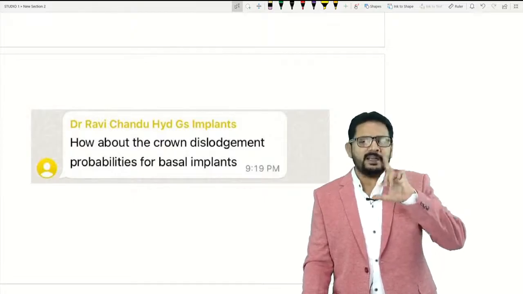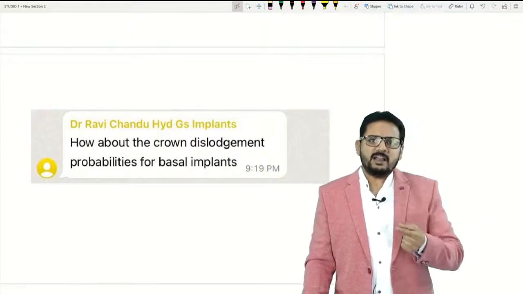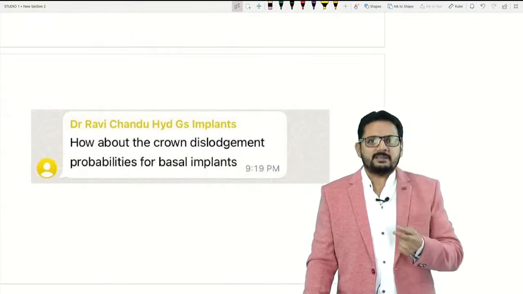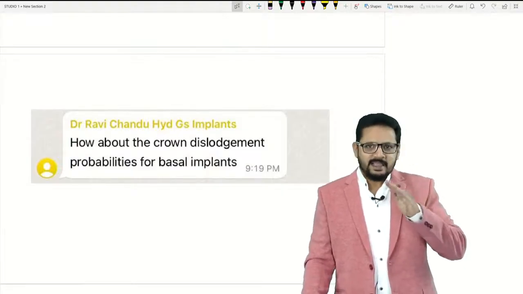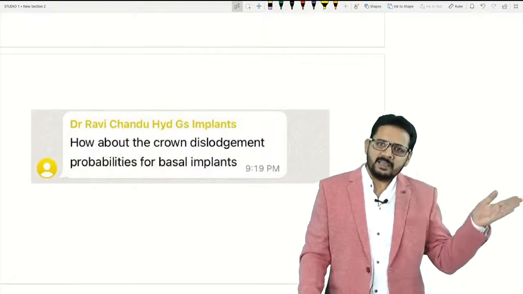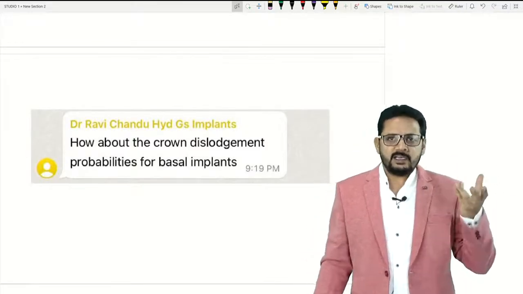It is not a screw retained abutment, first of all. The abutment already comes along with the shaft. It is one piece, right? So crown dislodgement is the same, or as good as any other normal crown that you give onto a tooth, an articulated tooth.